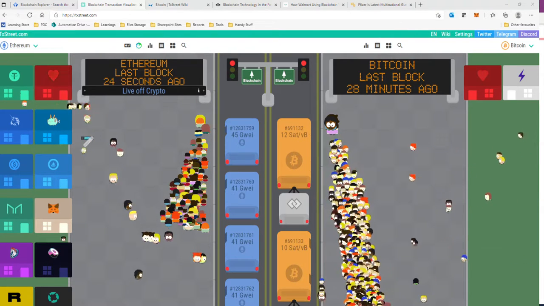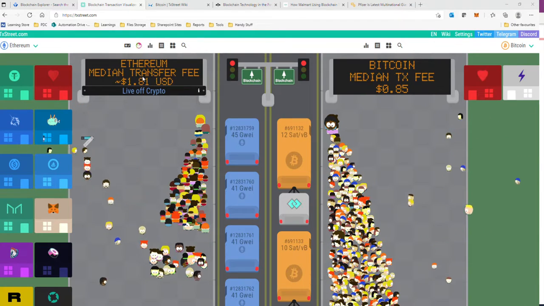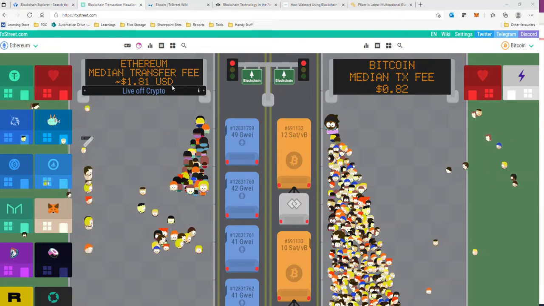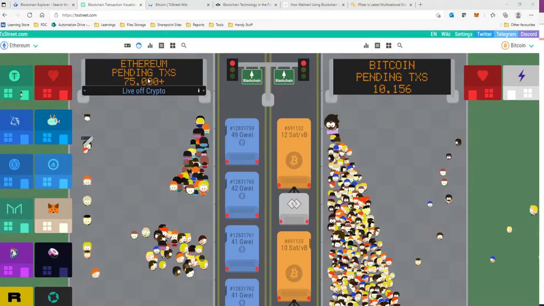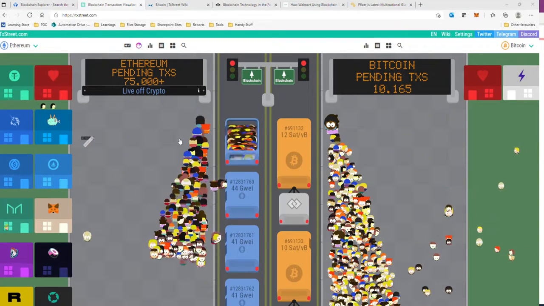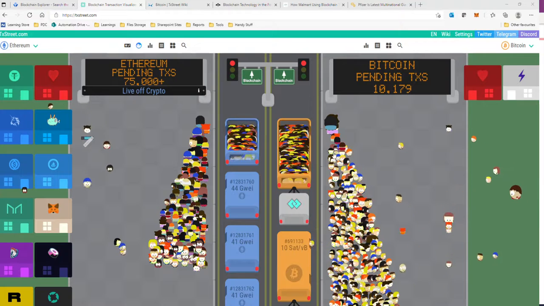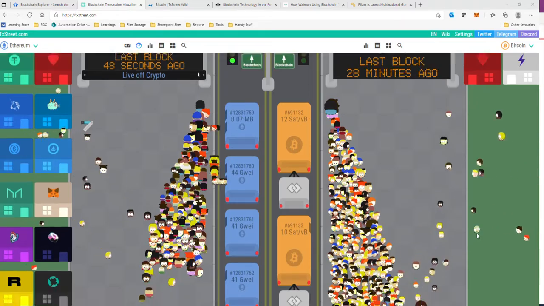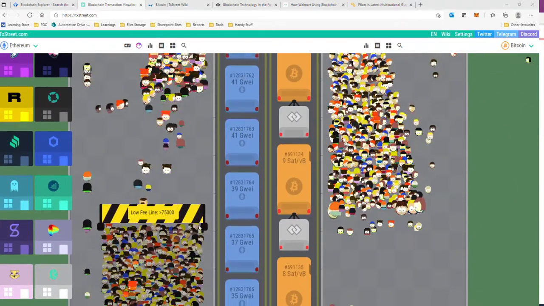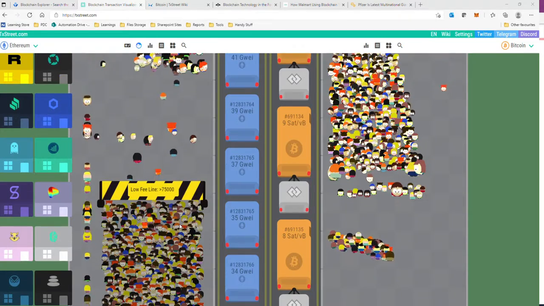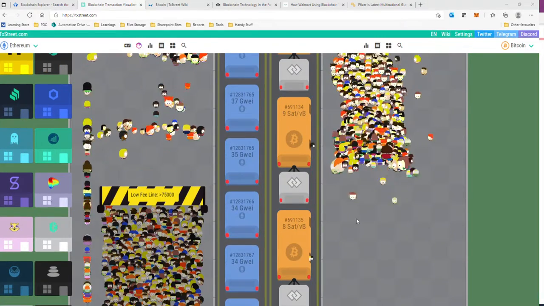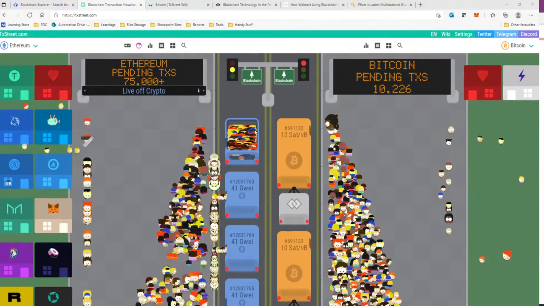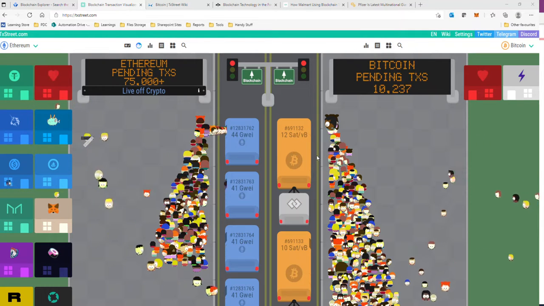Also, you can see the current transfer fee for the transactions, the median transfer fee on both networks, how many pending transactions there are on the network at the moment, what the fees associated are, and what the block number is at the top. We'll come to that. I just want you to remember that, and you can see there are still quite a lot of people in the waiting queue, and quite a lot of them on the Ethereum network. So remember, you can see some blocks, different color blocks, and you've got some fees and some numbers, and we'll come back to that.